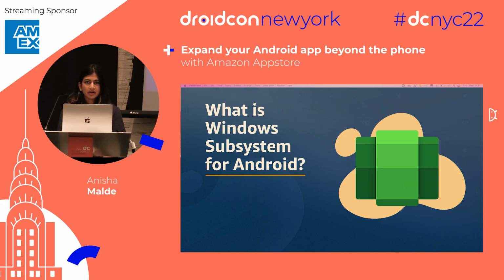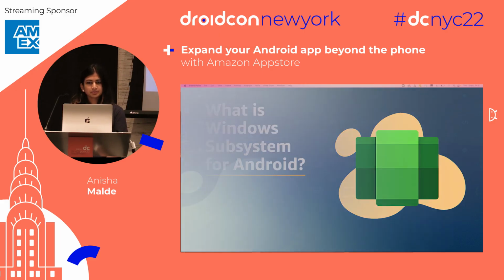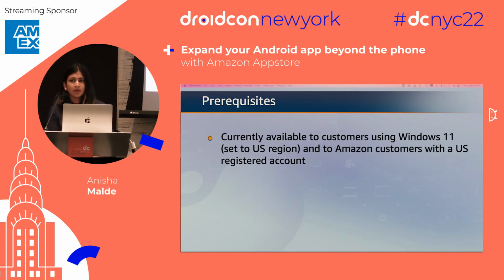The Windows Subsystem for Android runs using the Virtual Machine Platform feature along with the Windows Subsystem for Linux feature of Windows. However, for now, we should note that WSA, Windows Subsystem for Android, is currently only in public preview and available to customers using Windows 11 set to the US region and Amazon customers with a US registered account. All you really need to do is make sure that you're set to the US region on both your accounts, and you can test your apps on Windows 11.